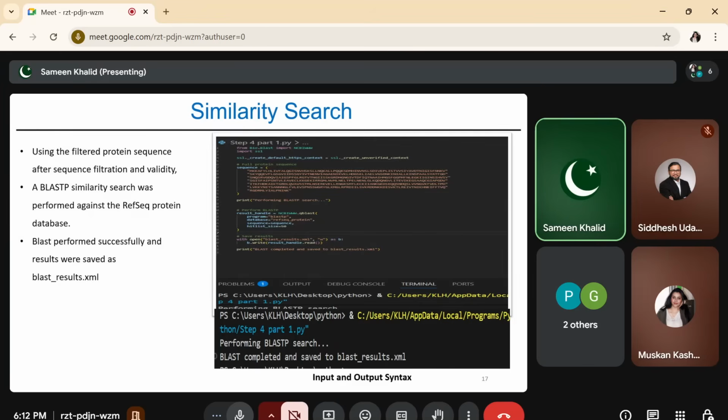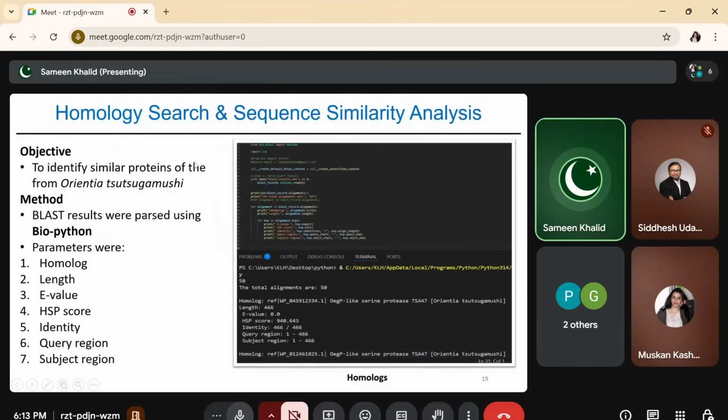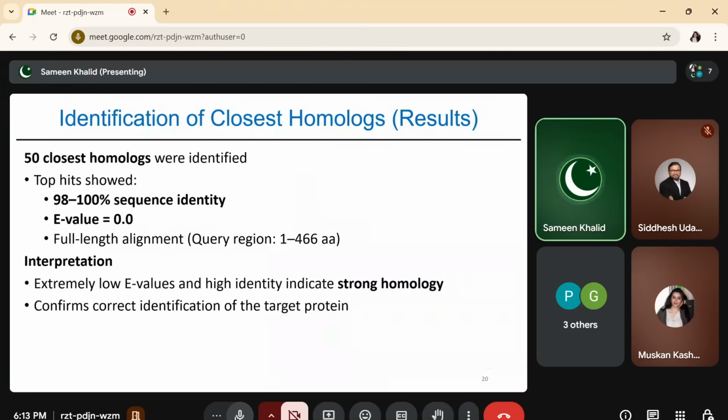For homology, okay, so you can look at this. This is a snippet of how the XML file looked. So for homology search, our objective was to identify the similar proteins from Orientia tsutsugamushi, and the method we used in Biopython included the parameters that were telling us about the homolog length, e-value, HSP score, identity, query region, and subject region.